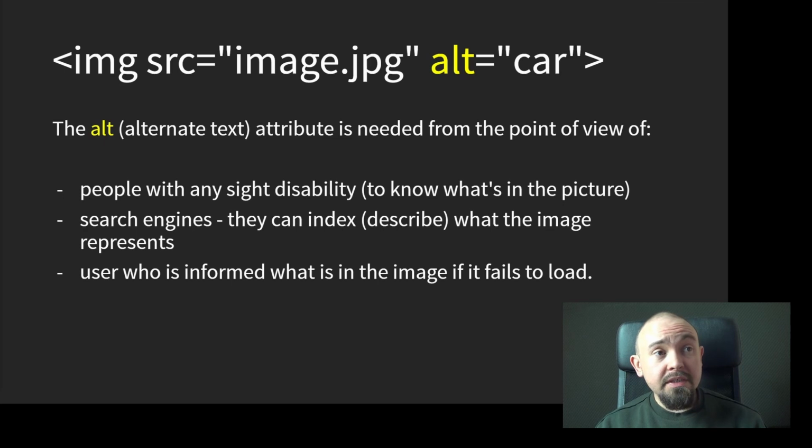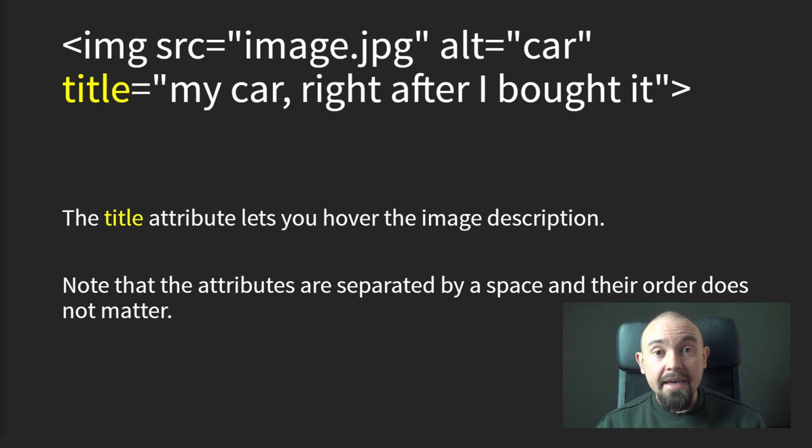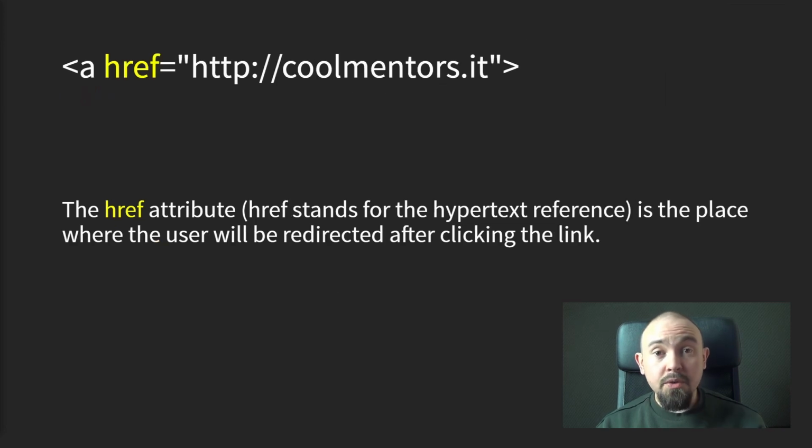In this example, you can see that the src attribute contains only the name of the JPEG file. This is because the image is in the same catalog as the HTML file with our website. So in the src attribute, we specify the path to our image file. Another attribute for the img tag is the title. What it does is that when you hover the cursor over the image, the text placed in this attribute will be visible under the mouse cursor. I want you to remember that the order of the attributes doesn't matter. The attributes are separated by a space, and the value of the attributes is usually written after the equal sign in quotation marks.